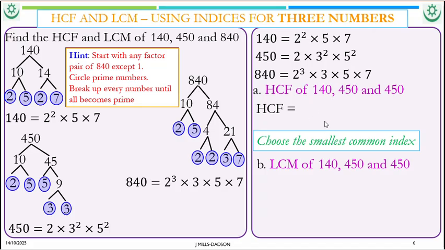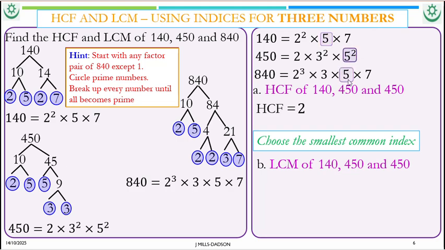So let's check what is common. 2 is common. So if I check the 2, which one has the smallest index? 2 to the power 1. So 2 will represent the groups of 2. What else is common again? 3 is here, 3 squared is there, there's no 3, so 3 is not common. 5 is here, 5 squared, 5, so 5 is common.